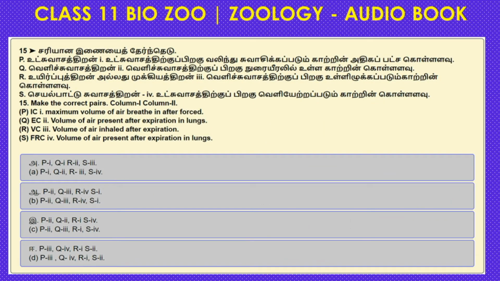Question number 15. Make the correct pairs. P. Inspiratory capacity 3. Volume of air inhaled after expiration. Q. Expiratory capacity 4. Volume of air present after expiration in lungs. R. Vital capacity 1. Maximum volume of air breathed in after forced. S. Functional residual capacity 2. Volume of air present after expiration in lungs. Answer to this question number 15 is option D.